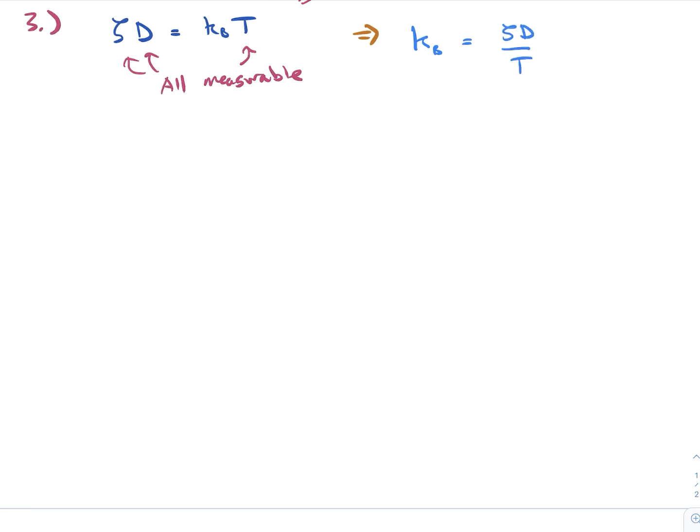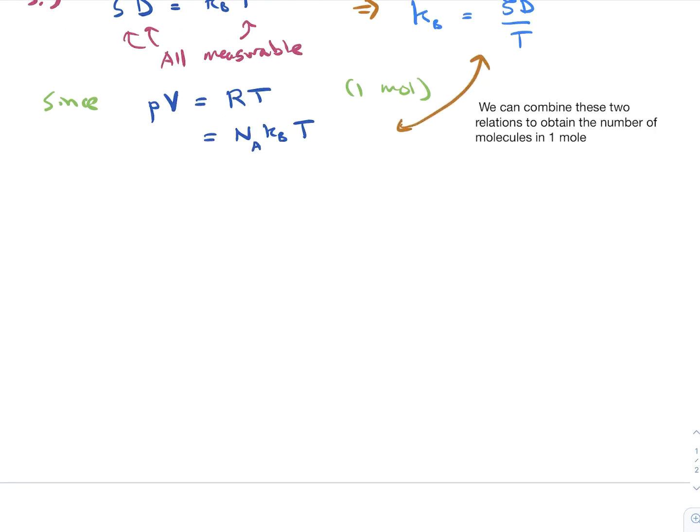Having that number, we can use that in another relation, the ideal gas relation. PV is RT for 1 mole, or PV is the number of atoms in 1 mole times kBT. And both of these two relationships together will give us an estimate for the number of molecules in 1 mole. This is conceptually extremely important because this number actually makes no sense unless there exist atoms.